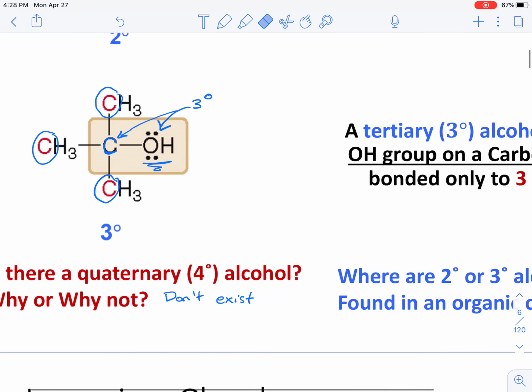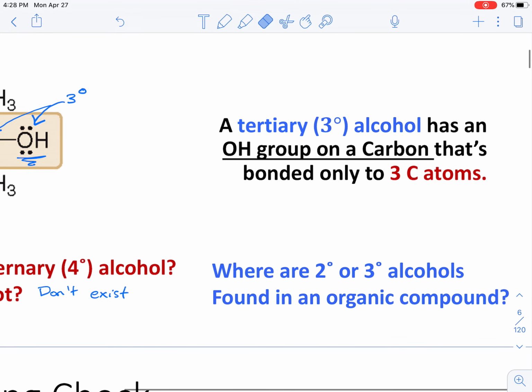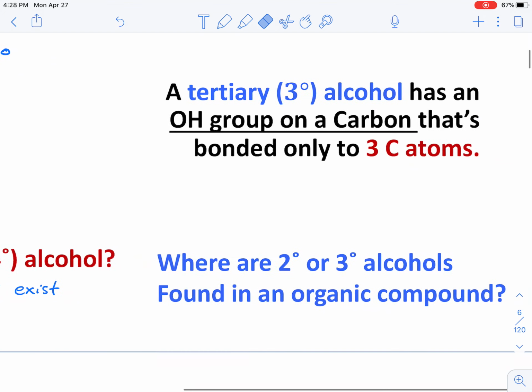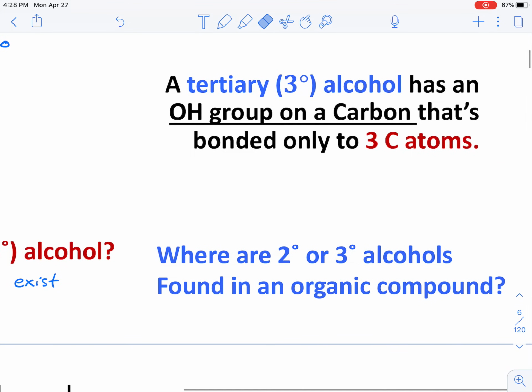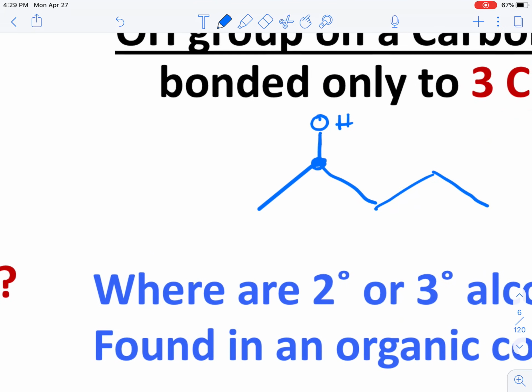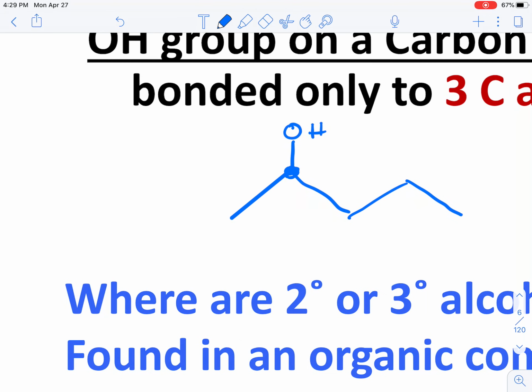Okay. And so tertiary and secondary alcohols are typically found embedded within the compound. And so if you guys are looking at the example that we drew earlier, here we have pentane. If we have an alcohol here, or a hydroxyl group here, let me zoom in real quick.